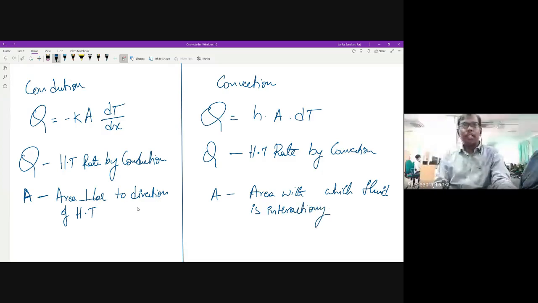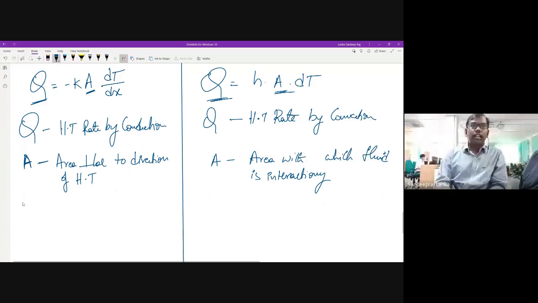On this side, the area is perpendicular to the direction of heat transfer. On the convection side, the area is the one with which the fluid is interacting. Here also we write A, here also we write A, but the areas are completely different. Here also you write Q, here also you write Q, but here it is conduction, here it is convection. This difference you must understand as we go ahead.